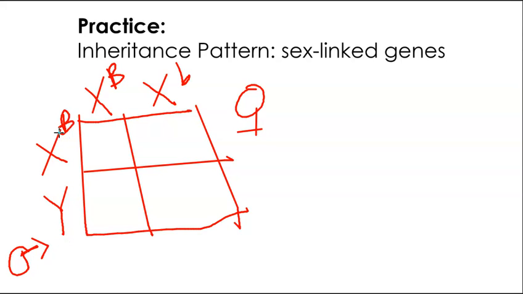And here we can determine our inheritance pattern. So the first, we'll have two X's with two big B's.